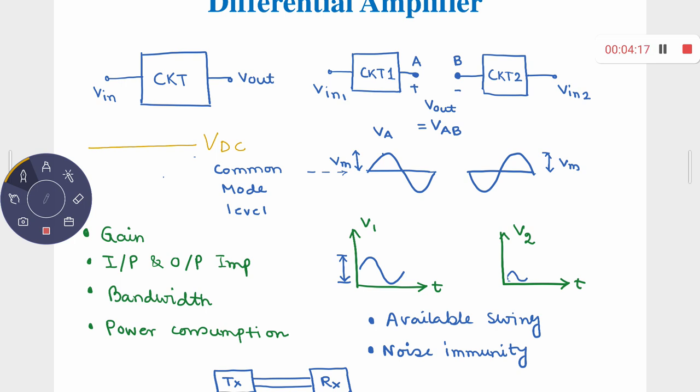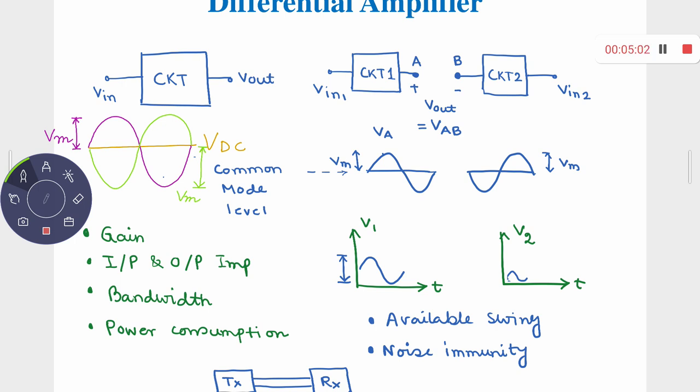And then, suppose one signal is experiencing a variation like this. Let's assume some variation, with this value going to say Vm. And the second signal looks something like that. This difference is also Vm. That means, with respect to the common DC level, they have equal and opposite excursion.